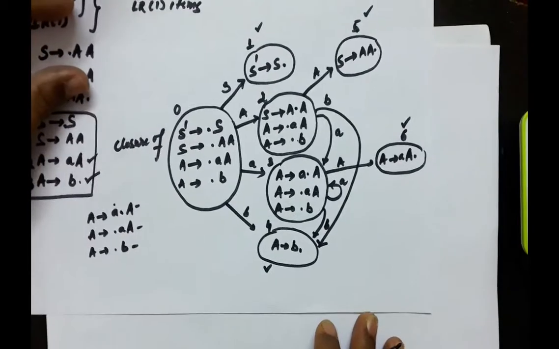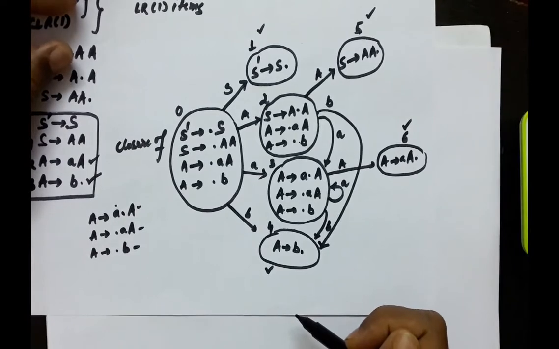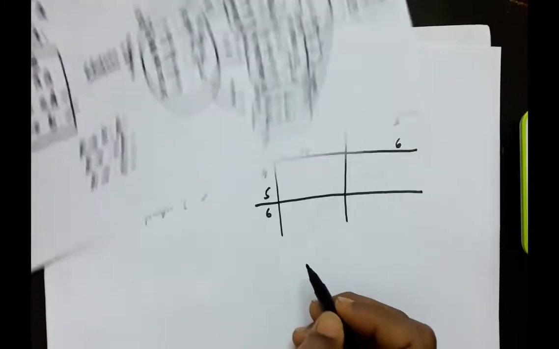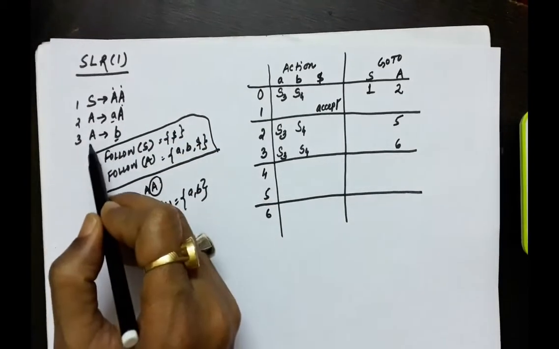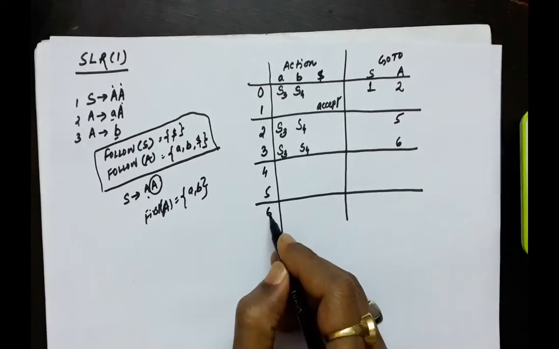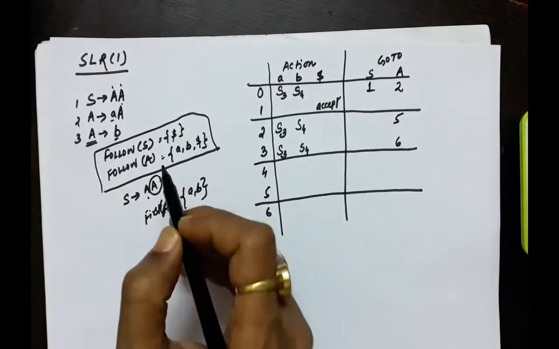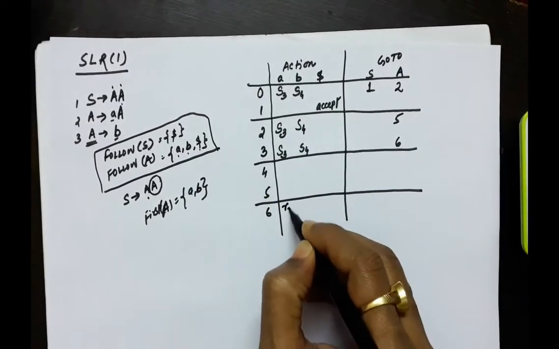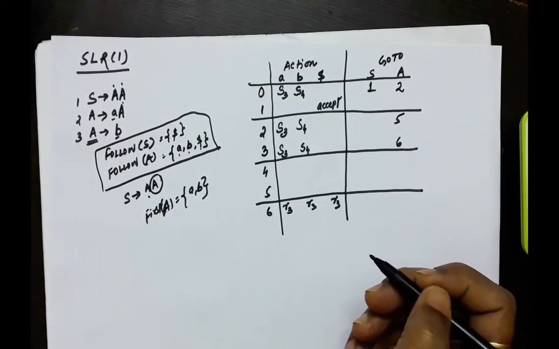Okay, now for state number 5, 6 and 4, let's take state number 4 first. It is A produces B dot. Let's number these productions 1, 2 and 3. A produces B is the third production. So we will be writing the reduce items in the 4th row, reduce 3, but reduce 3 at follow of A. Follow of A symbols are A, B and dollar. So at every place in A, B and dollar, we will be writing R3, R3 and R3. Fine. So now 4 is over.